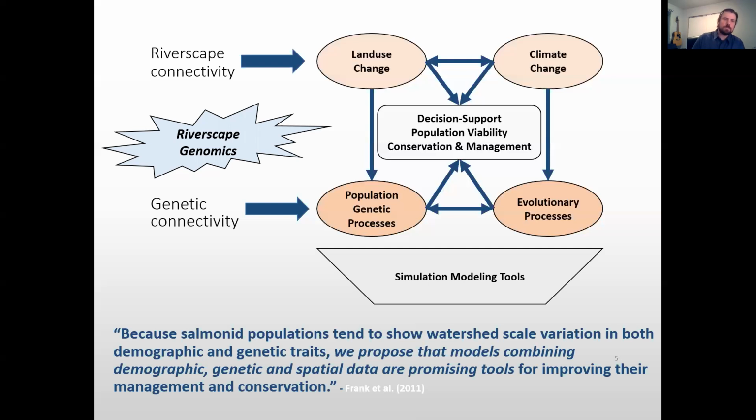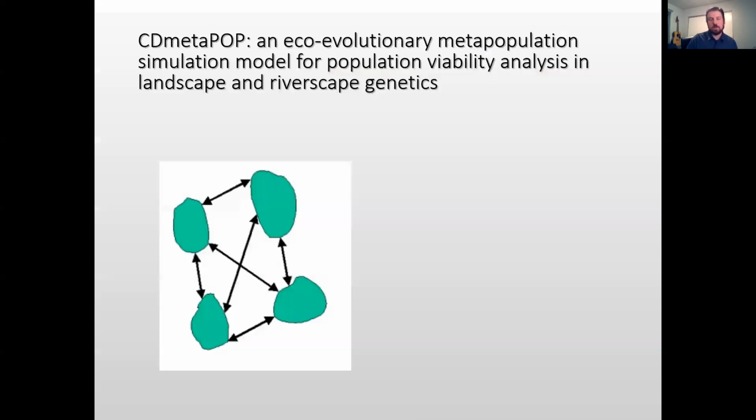A recent review of fish models said that because salmon populations show watershed scale variation in demographic and genetic traits, "we propose that models combining demographic, genetic, and spatial data are promising tools for improving their management and conservation." That's the type of simulation model that we've developed in our lab, and we've called it CDMetaPOP.